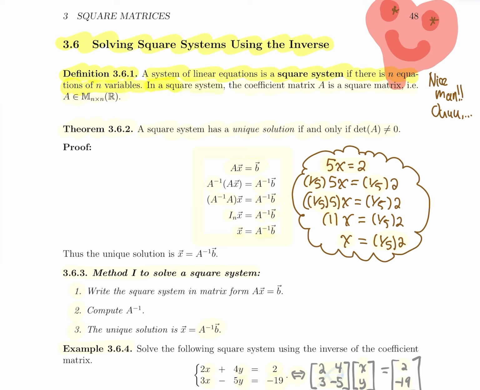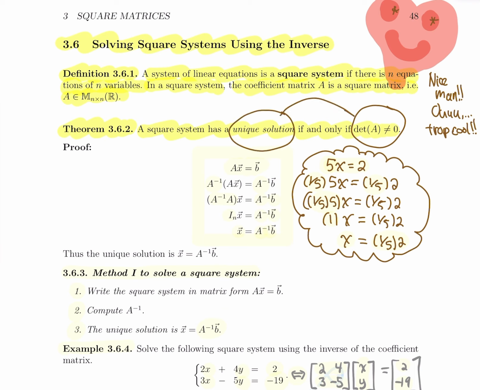In other words, in a square system, the coefficient matrix A is always a square matrix, n by n. And guess what? In this class, our square systems are going to be either 2 by 2 or 3 by 3, talking about the coefficient matrix. And the big first theorem is that if you have a square system, the square system has a unique solution if the determinant of that coefficient matrix is not zero.